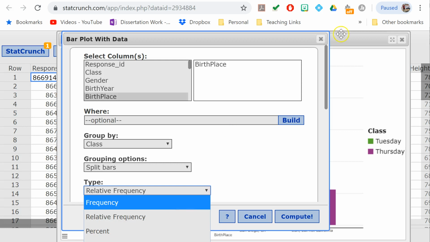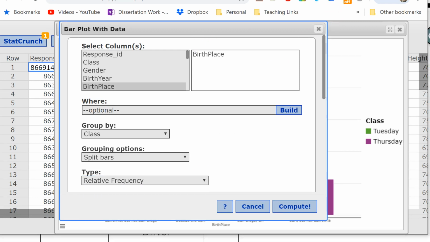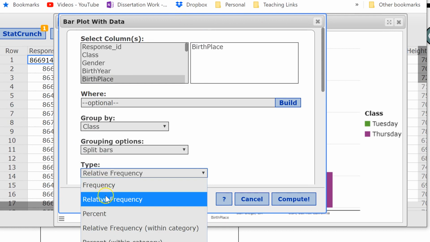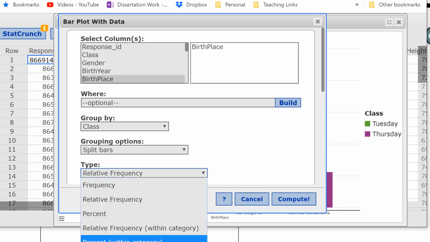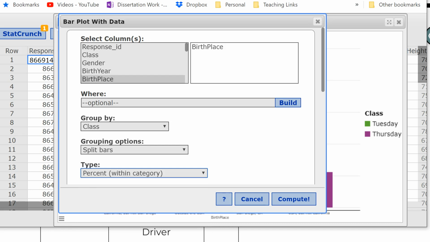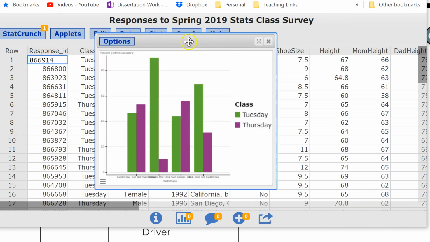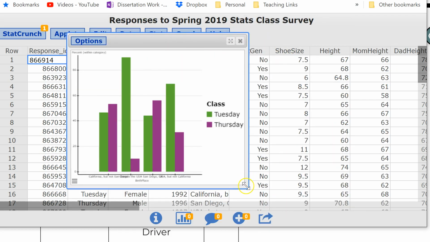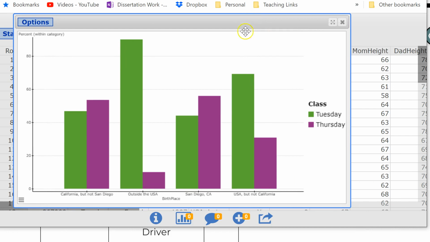So the last one that you can't see here, let me pull up this screen and do this again, is relative frequency or percent within the category. So this is going to put everybody so that all the groups are the same percentage. So 100% of all the people from the US, where did they end up? And if I do this, now all the bars, if you put these on top of each other, would be exactly the same size. So we can see this huge percent, over 80%, almost 90% of the students from outside the US were in my Tuesday class.